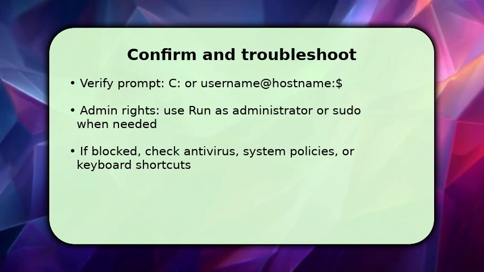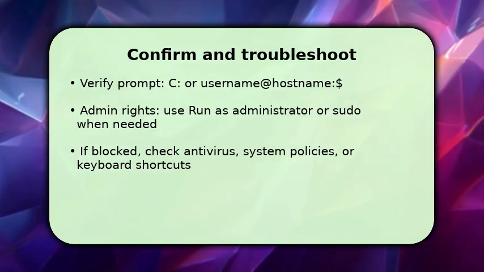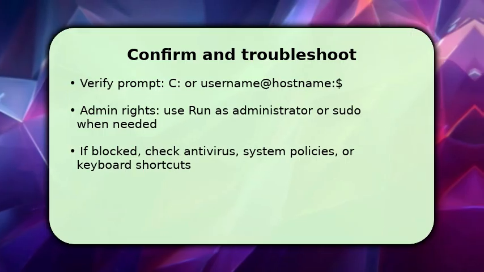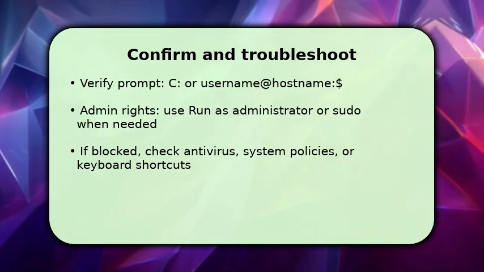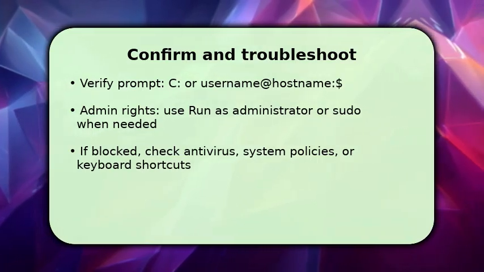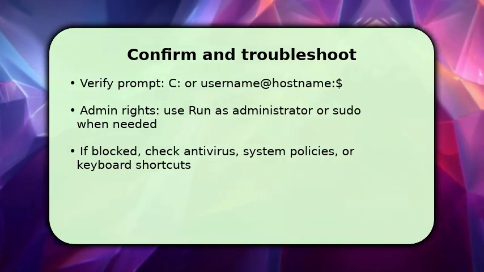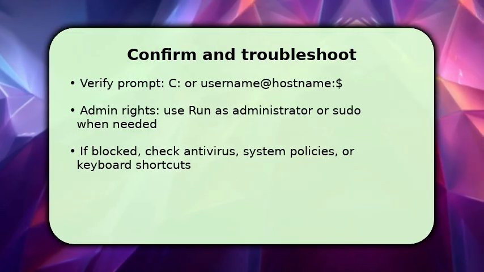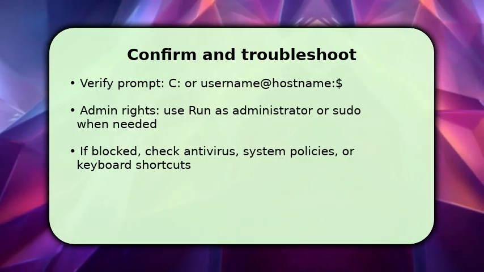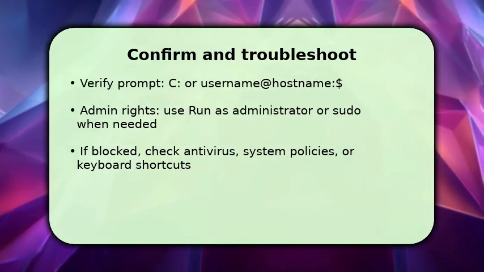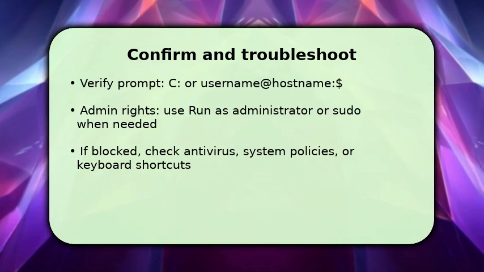You finish by verifying the prompt so you know the shell is ready. Look for C:\ on Windows, or a username at hostname on Unix-like systems. If you need elevated privileges, use Run as administrator on Windows or prepend sudo on Mac OS and Linux. Make sure you understand why elevation is required to avoid accidental damage. If the terminal won't open, check for disabled shortcuts, antivirus blocking, or group policies, reboot and try an alternative launcher, and then adjust settings or ask for admin help if necessary.